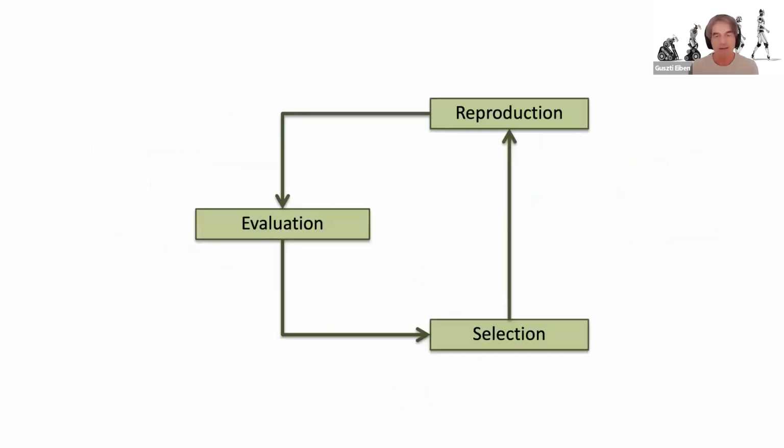And putting it all together, we get the good old evolutionary loop. Look at this, it's very simple, but it will come back, it's important. So repeated cycles of selection, reproduction, and evaluation in between. Putting this all together, you get what we call evolutionary computing.